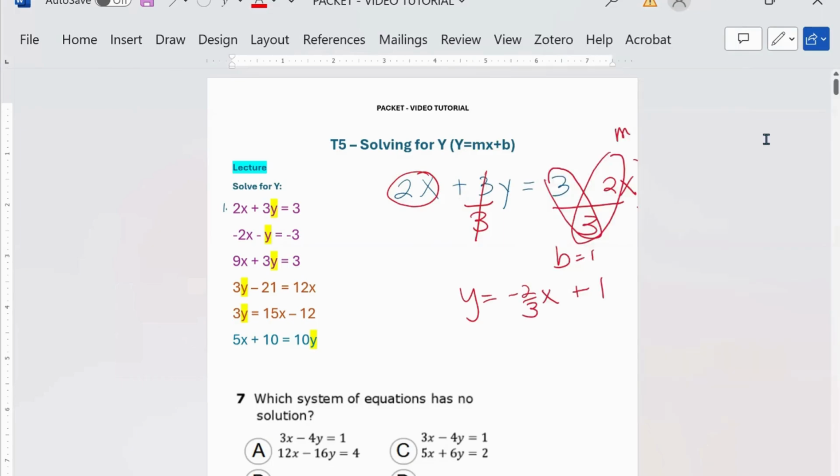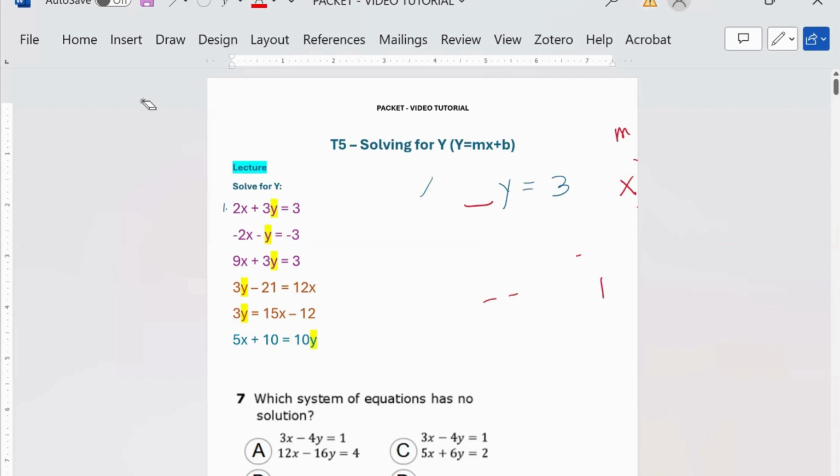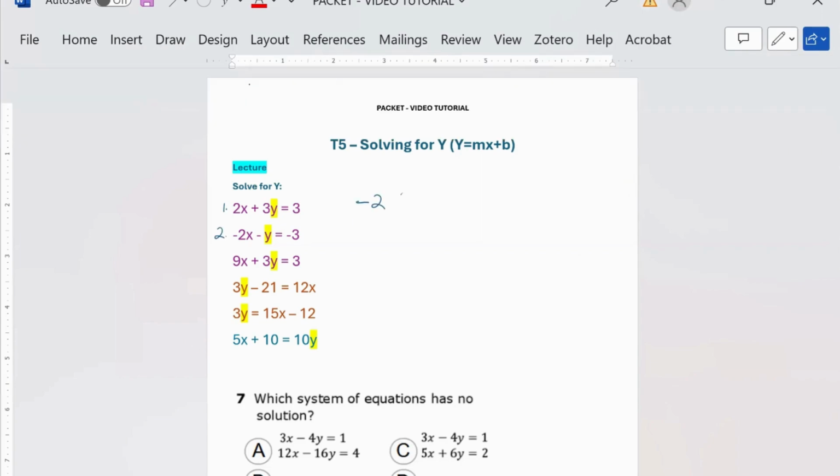Okay, question number 2. Let's erase. You're going to do the same thing. Question number 2. So negative 2x minus y equals negative 3.